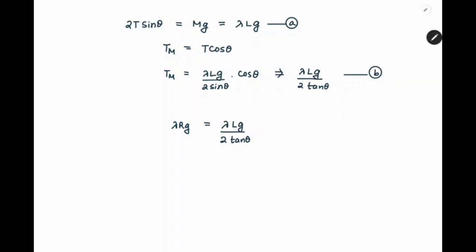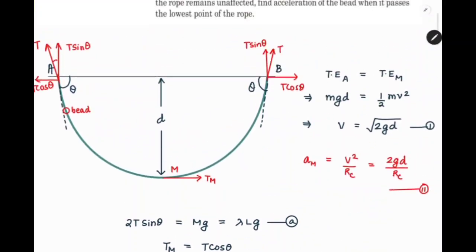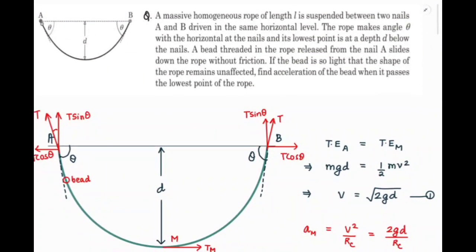So from here we can obtain the value of R. So R can be written as, we can cancel out g and lambda. So from here we get R as L upon 2 tan theta. So this is one thing which we needed the whole time. So in terms of L and theta, which are given in the problem, length L is given in the problem, theta is given in the problem. So we have written this in terms of this.